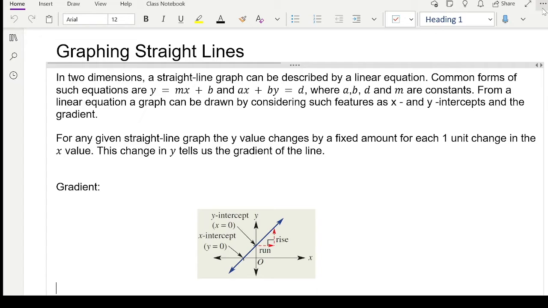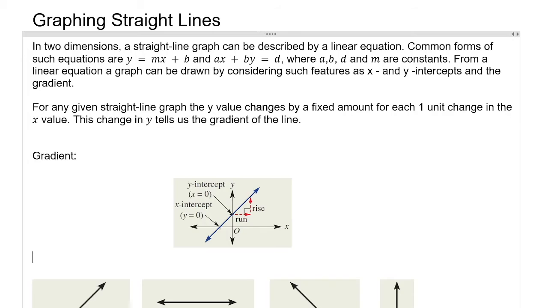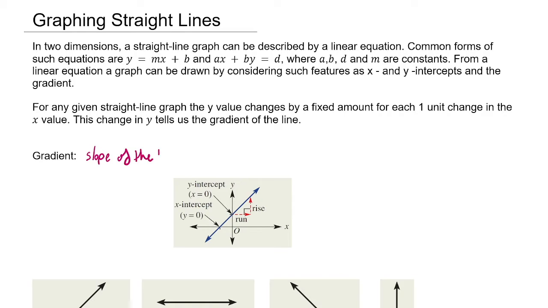We have gradient in terms of our straight lines. Our straight lines always have a gradient. And our gradient is the rise over run. So the gradient is the slope of the line, and it is calculated by using rise over run.